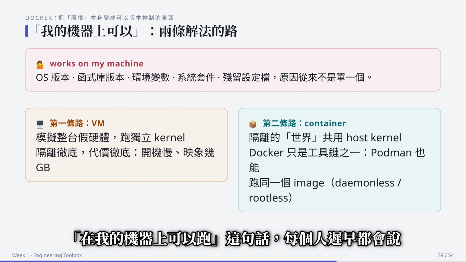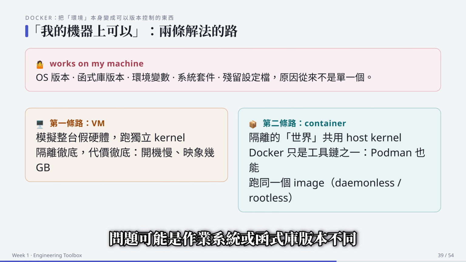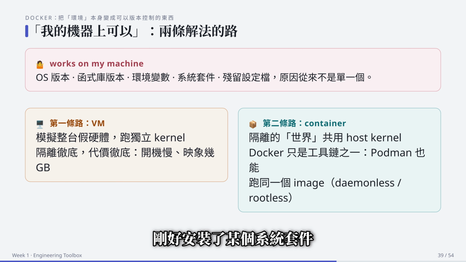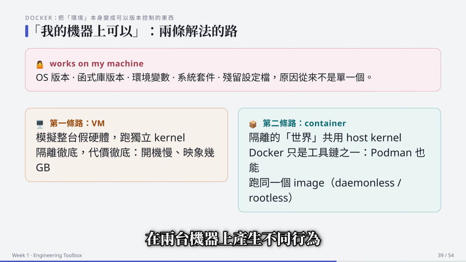"Works on my machine" is a phrase that every one of you will say at some point. It's worth examining because there is no single cause behind it. The problem could be a different operating system or library version, an environment variable set only on your machine, a system package that happens to be installed, or an old configuration file you forgot existed. Any one of these differences is enough to make identical code behave differently on two machines.